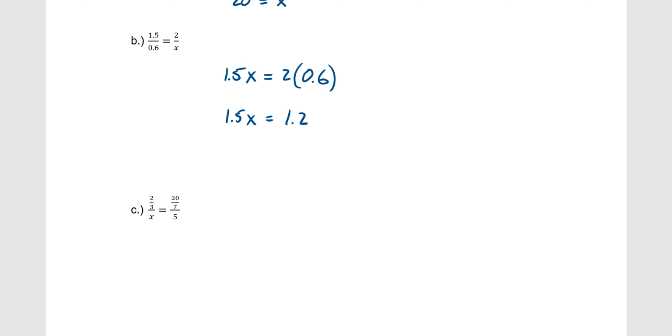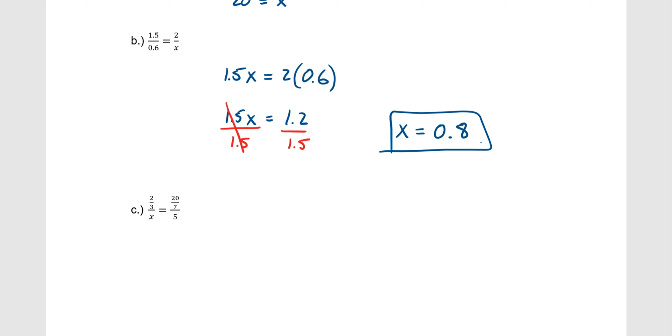And then we have to divide both sides by 1.5. Obviously, this is a little bit messier here. 1.2 divided by 1.5 gives us 0.8. So that is just dividing with decimals, which once again we already did.